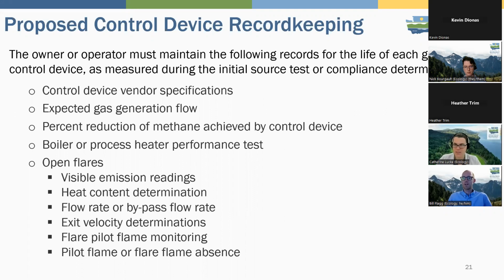And then for open flares, you can see there's a number of records associated with the operation of open flares. These include visible emission readings, heat content determination, flow rate or bypass flow rate, exit velocity determinations, flare pilot monitoring, and pilot flame or flare flame absence during the operation of an open flare. Are there any questions or comments on our proposed record keeping requirements for control devices?